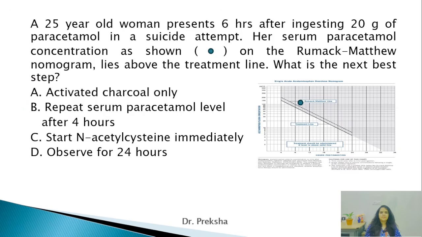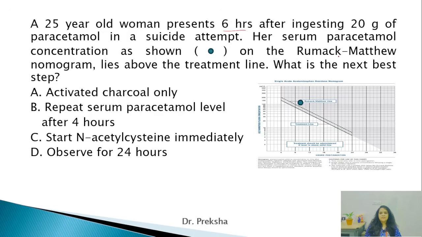Now let us discuss one MCQ. A 25-year-old woman presents 6 hours after ingesting 20 gram of paracetamol in a suicide attempt. Her serum paracetamol concentration, shown as a dot on the Rumack-Matthew nomogram, lies above the treatment line. What is the next best step? Activated charcoal only. Repeat serum paracetamol level after 4 hours. Start N-acetylcysteine immediately. Observe for 24 hours.